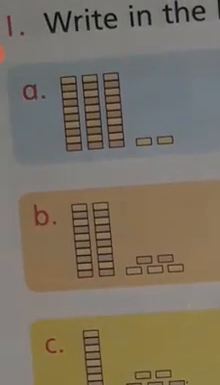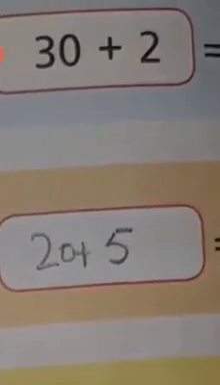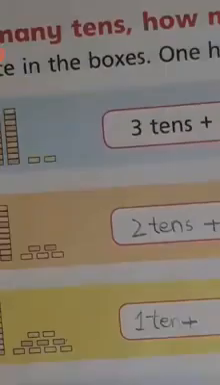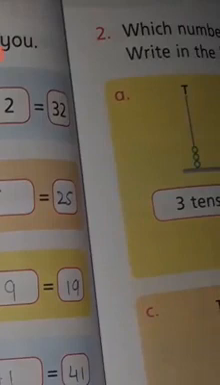Now, consider it separately. How many tens? There are 3 tens, 30. So, I write 30 here. Then plus. And how many ones are there? 2. So, I write plus 2. Got it? So, consider it together. 3 tens, 2 ones. 3 and 2, 32.